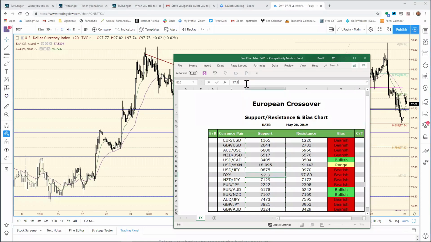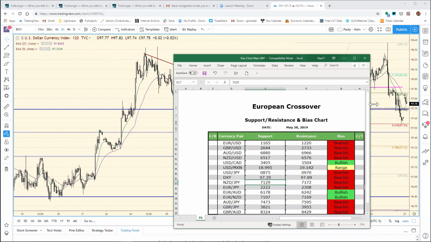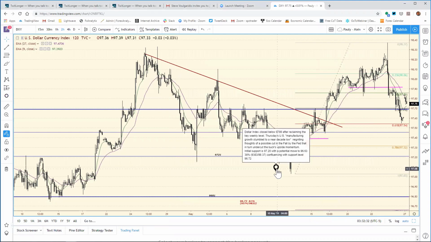I do think we're going to have to slide back here in the dollar. Now, I myself don't think it's going to come apart, but I felt that we'd have to slide back just to factor in what I think is important here, which is, once again, after that very poor manufacturing, it says close below 97.89 after reclaiming the weekly level. Thursday's U.S. manufacturing growth stumbled to a near-decade low, the lowest numbers we've seen since 2009, reigniting thoughts of a possible cut in the fall by the Fed that did undercut the buck's upside momentum.